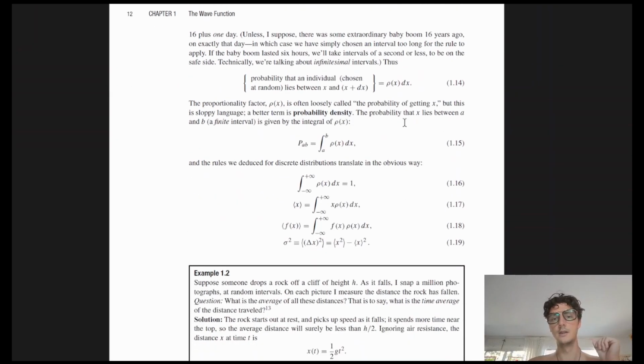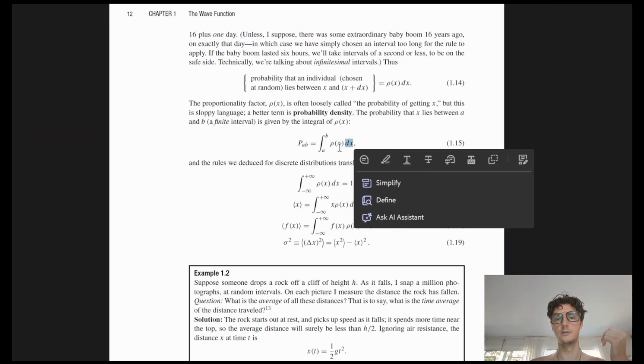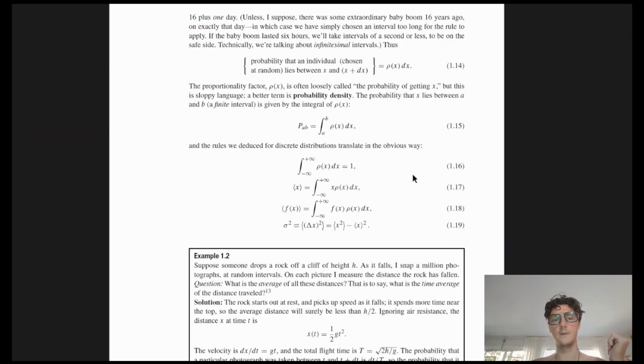The probability that x lies between a and b, a finite interval, is given by the integral of rho of x dx. So the probability of getting a specific event between a and b is the probability density integrated over dx, the variable of choice, in this specific range a to b. And the rules we deduced for discrete distributions translate in the obvious way.